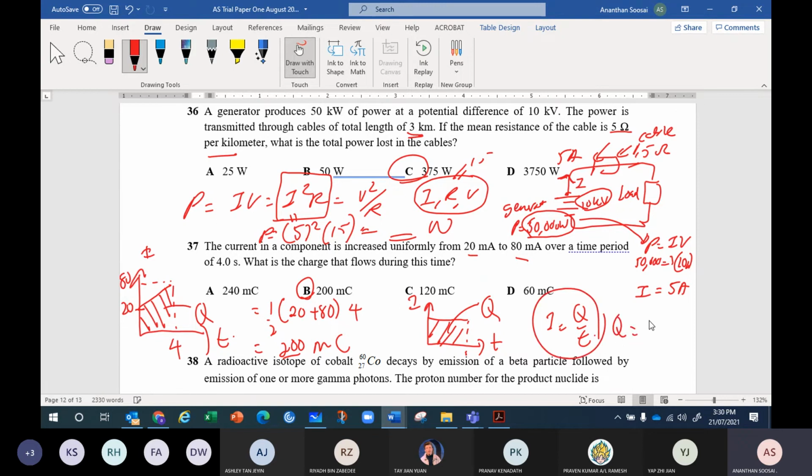The charge is I times T, where I is the average current. So 50 times 4, you also get the answer: 200 millicoulomb.